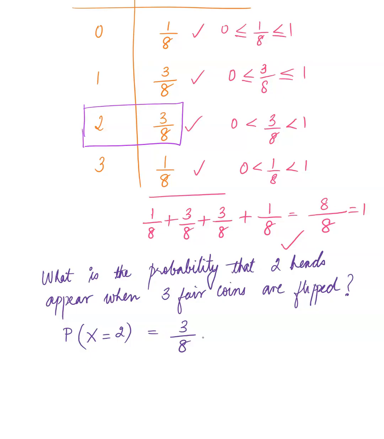That's it. When you're looking for exact values, you can see them directly in your table. So if I ask, what is the probability that 3 heads appear when 3 fair coins are flipped? You would say the probability of x equals 3 is 1 over 8. It is pretty straightforward: you just look at the row where your random variable occurs and give the information.